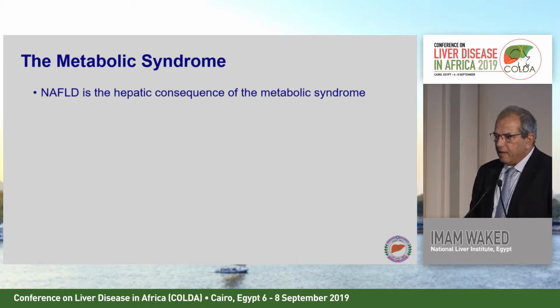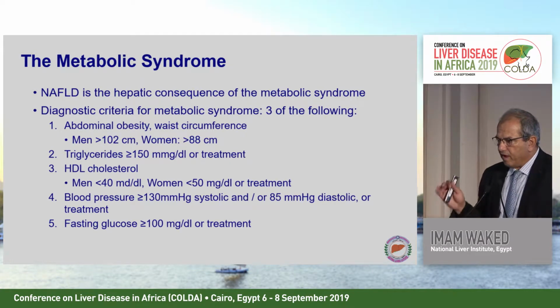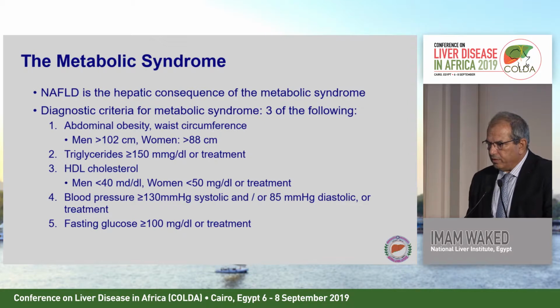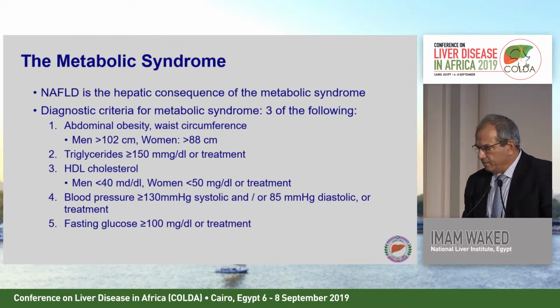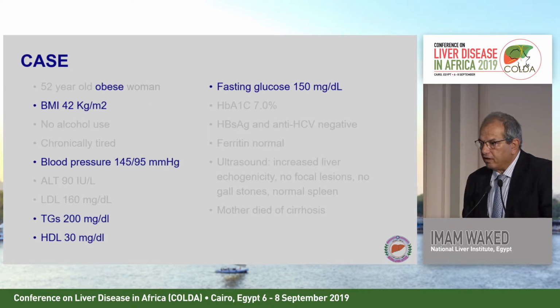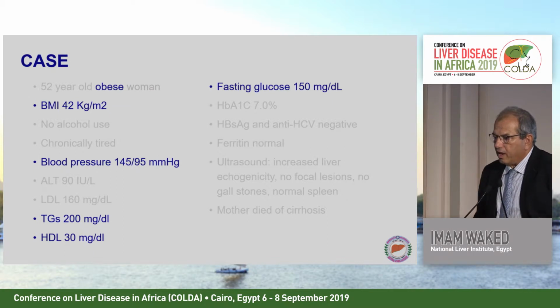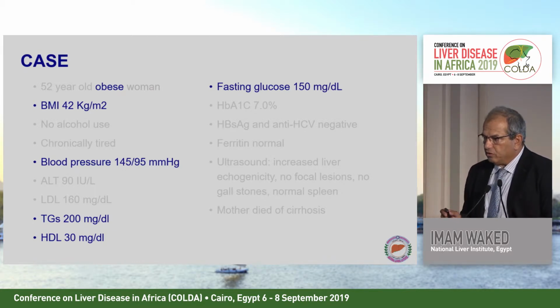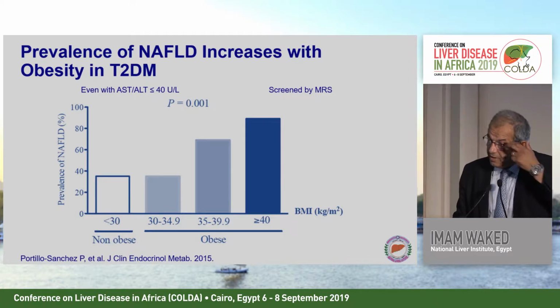Fatty liver disease is the hepatic consequence of the metabolic syndrome. For the diagnosis of metabolic syndrome, there are 5 criteria: abdominal obesity by waist circumference in men and women, elevated triglycerides more than 150, low high-density lipoprotein cholesterol, high blood pressure, and high fasting glucose. And this lady had all 5 criteria. She was obese, her blood pressure was high, triglycerides high, low HDL, and fasting glucose of 150. So she had the metabolic syndrome, and she is diabetic.